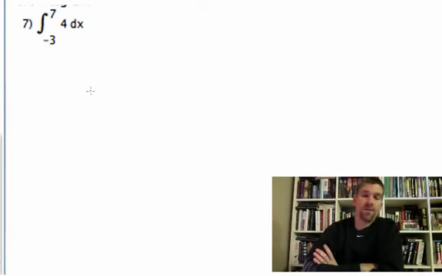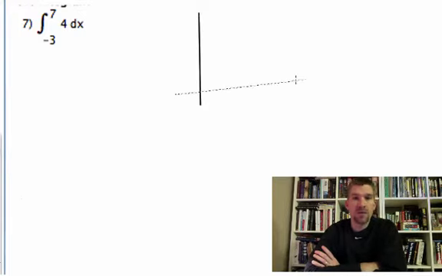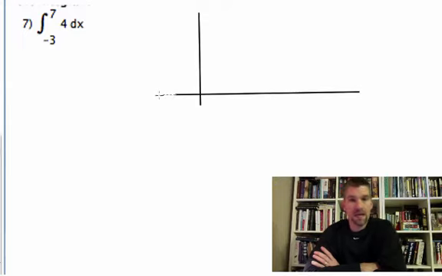Okay, on this problem, we want to solve or evaluate the integral from -3 to 7 of 4 dx. And in order to do this, we're going to want to look at a graph of this guy. So I'm going to go ahead and put a graph out here. Now, it doesn't need to be a super perfect identical graph, but it's got to be a pretty good representation, and we want to have a good idea what's going on here.